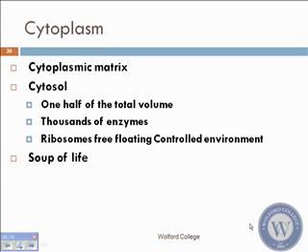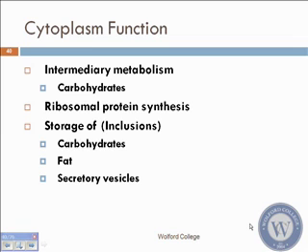The last thing we talked about was the cytoplasm. It acts like a soup of life. It basically contains all the essential enzymes and proteins that are responsible for many of the metabolisms that take place inside the cell. You're looking at intermediate metabolism such as carbohydrate breakdown or uptake. It also takes place in cytoplasm, ribosomal protein synthesis. These are essentially simple proteins that you're making, which are usually enzymes.